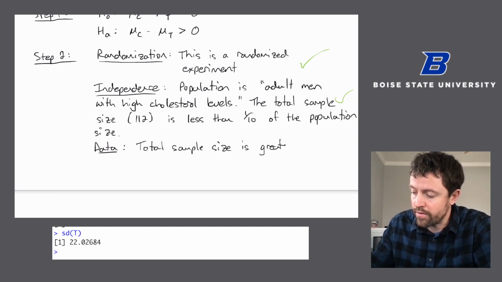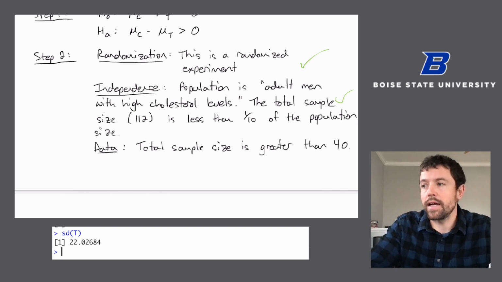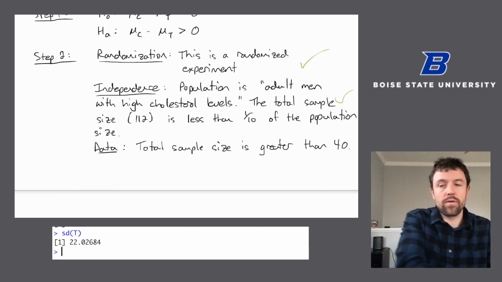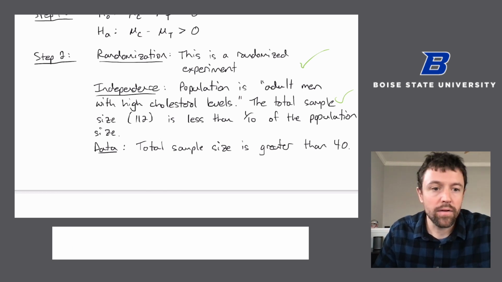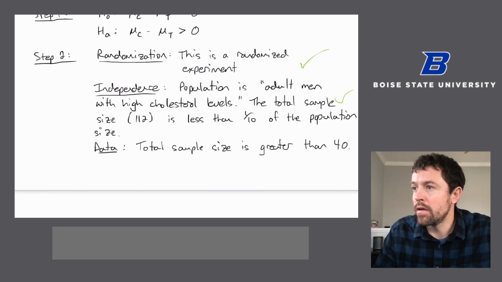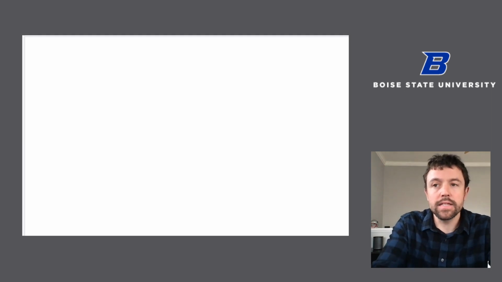Or in other words, greater than 40. This means that all we have to check for is, are there extreme outliers? And so in order to do that, let's zoom back out and go to the graph. So I'm going to create a histogram of each of these two.